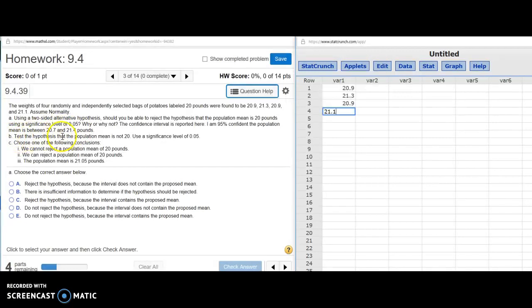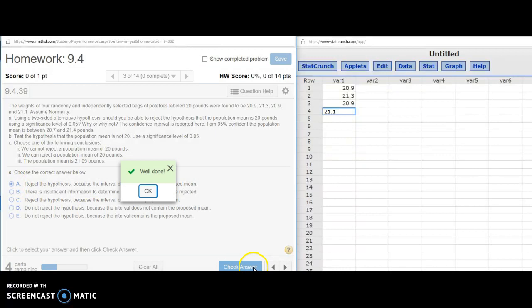So first we're going to test using a two-sided. Given this confidence interval, my 20 pounds is not in there. So it looks like I cannot determine that the population mean is 20. And so I'm going to reject the hypothesis because it doesn't contain the proposed mean.